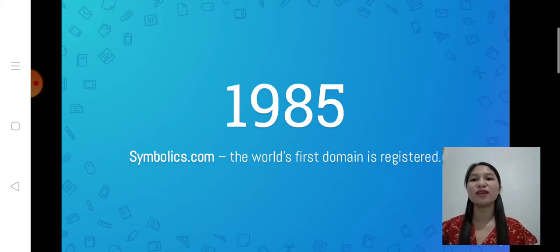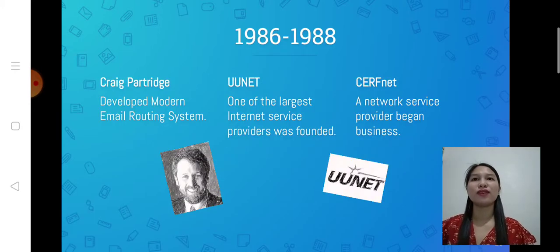In 1985, symbolics.com, the world's first domain, is registered. Following the lead, Craig Partridge developed the modern email routing system. In 1987, Unix Network, or UUNet, one of the largest Internet service providers, was founded. A year later, another network service provider, California Education and Research Federation Network, or CERFnet, began business.